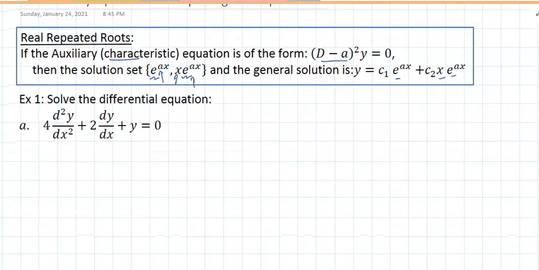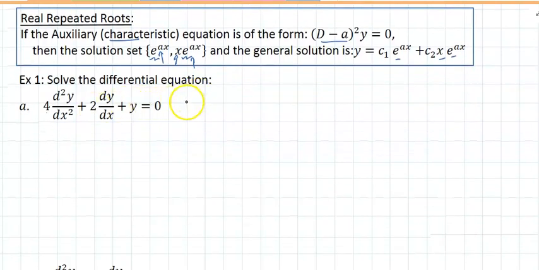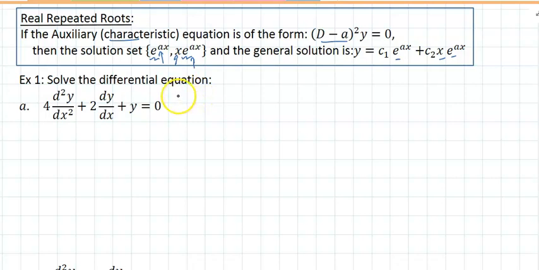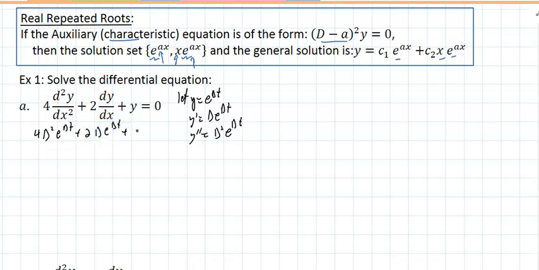So to start off, we start with a differential equation: 4 times the second derivative plus 4 times the first derivative plus y equals 0. This is a second order linear differential equation with constant coefficients, so let y equal e to the dt be a solution. So y prime is d e to the dt, and y double prime is d squared e to the dt. So this will be 4d squared e to the dt plus 4d e to the dt plus e to the dt equals 0. If I factor e to the dt out, I'll be looking at 4d squared plus 4d plus 1 equals 0.